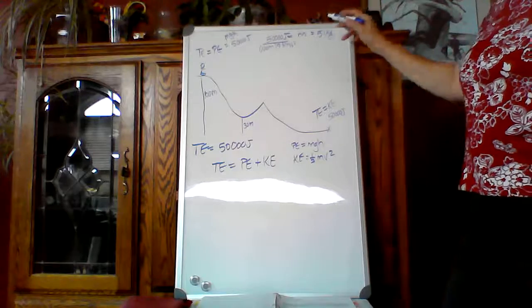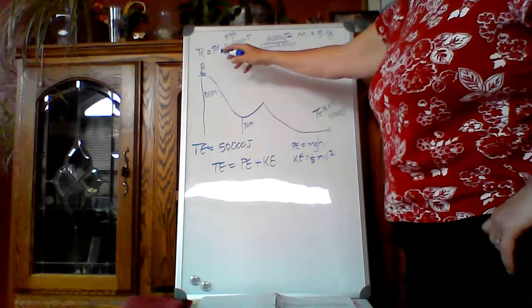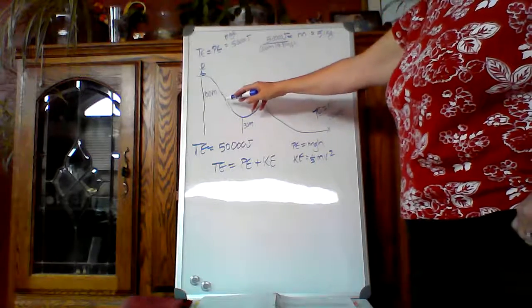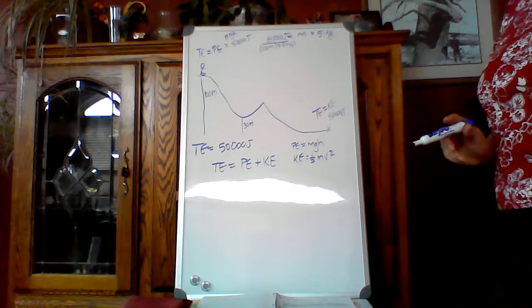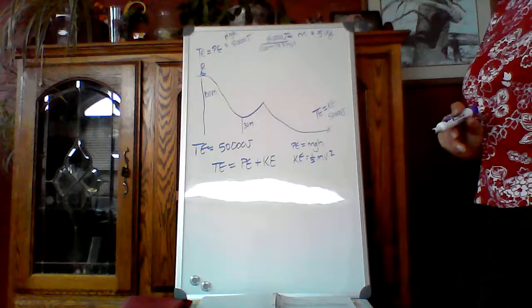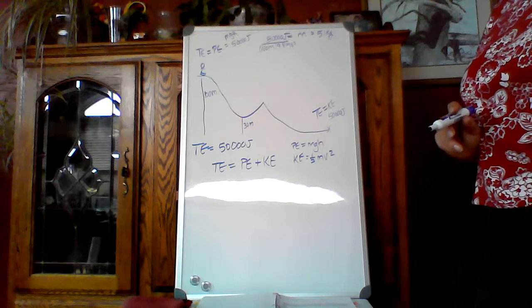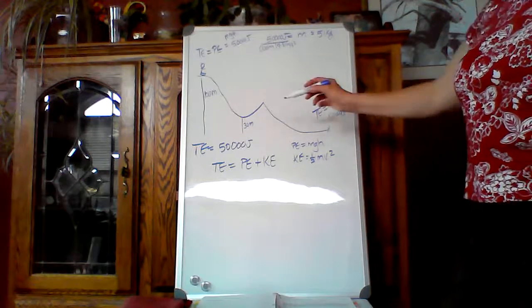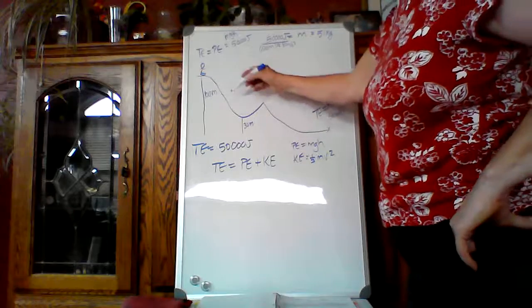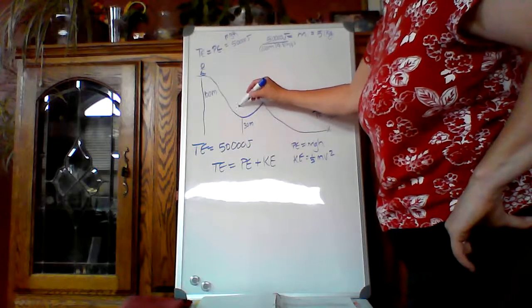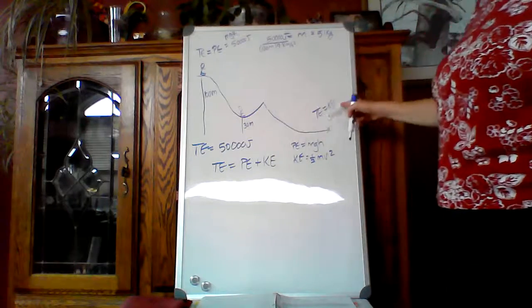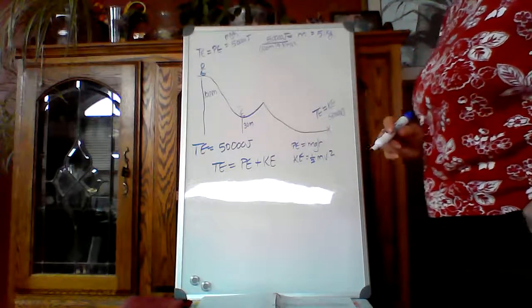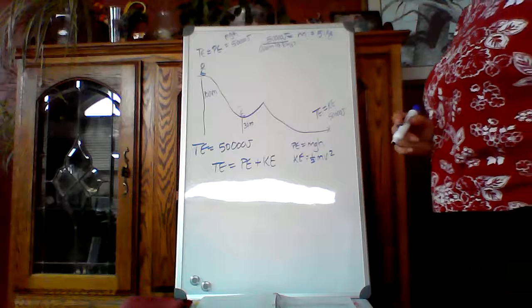So if I know the mass of the skier, and I know the acceleration of gravity, and I know the total energy, I can figure out the potential energy at any point on her run here. So say I want to know when she skis down the hill and she gets here, she's not quite at the bottom of the hill, right? She still has a height, so that means she still has potential energy.